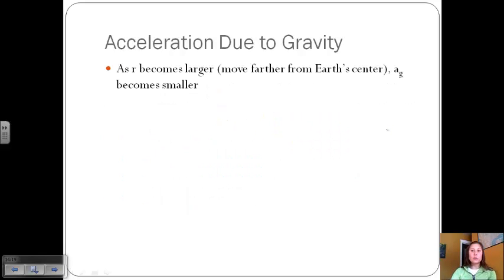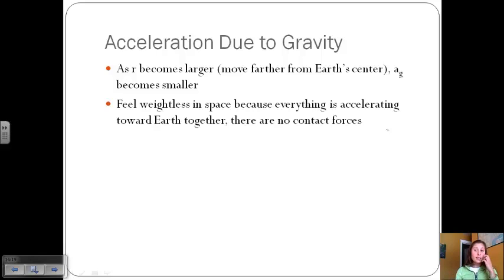As the distance between Earth's center and the object becomes larger, the acceleration due to gravity becomes smaller. So as we get further away from Earth, our acceleration due to gravity gets smaller. And this is why you feel weightless in space, because everything is accelerating toward Earth together, and so there really aren't any contact forces. So the further away you get from Earth, the more weightless you're going to feel.